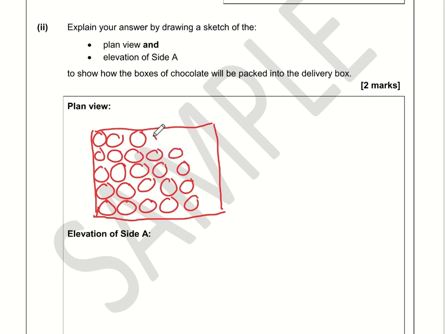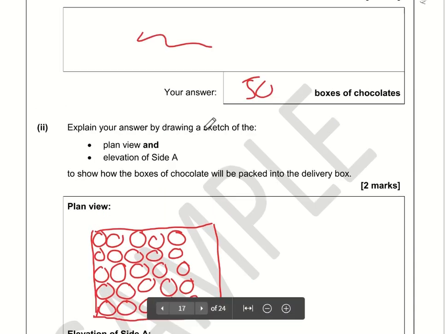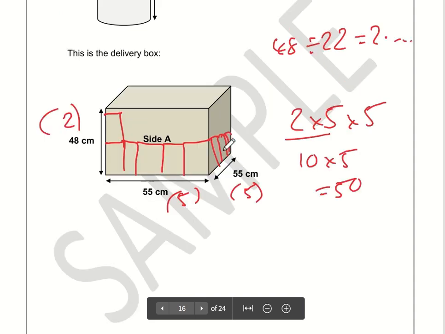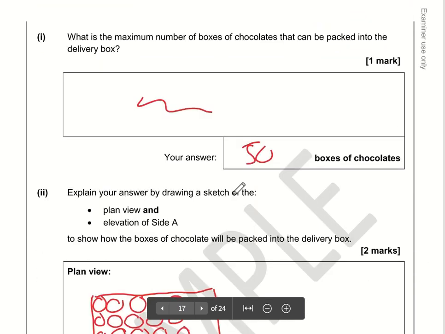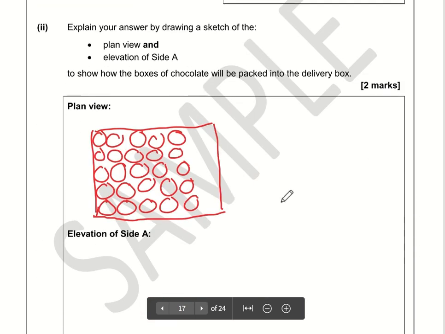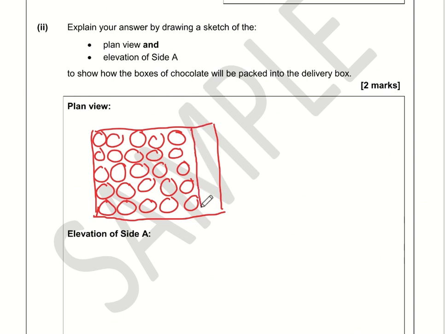Probably could have drawn it a little bit more neatly, and we know that it was 55 centimeters, wasn't it? And because it's 55 by 55, there should definitely be no gaps, so perhaps just make sure that there's no gaps. In fact, it should be a square, not a rectangle, so maybe just delete this bit around the edge there.